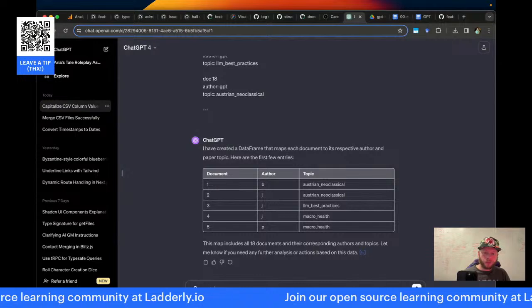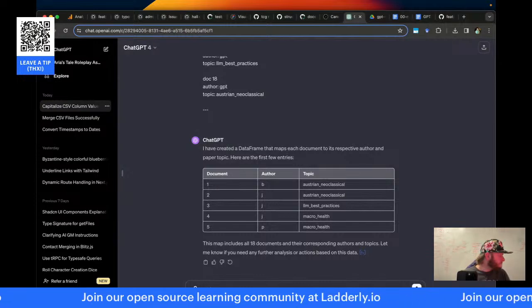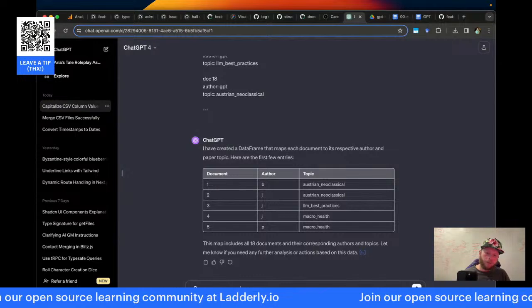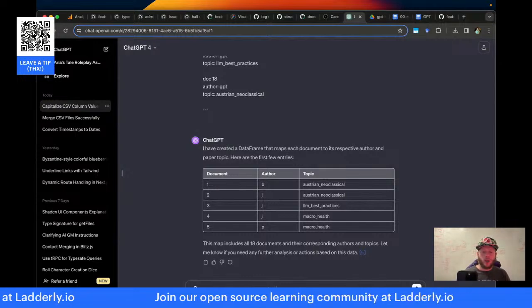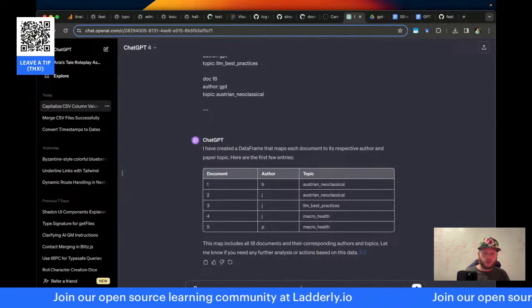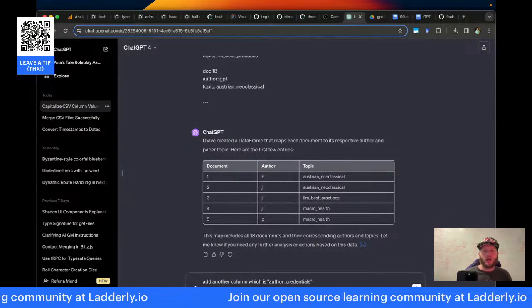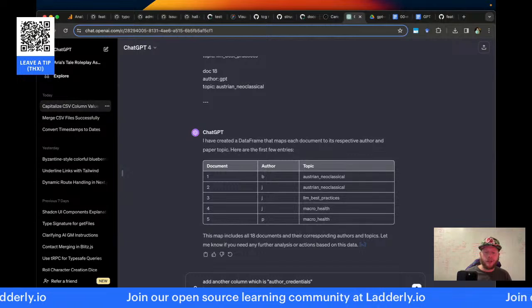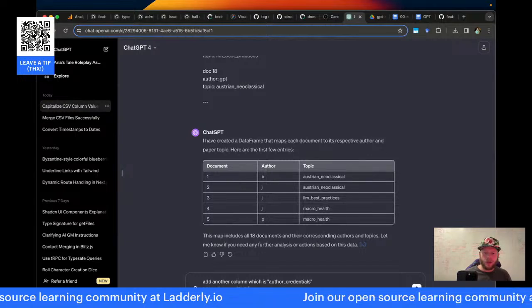Add another column, which is author credentials. J, B, and P have PhD.